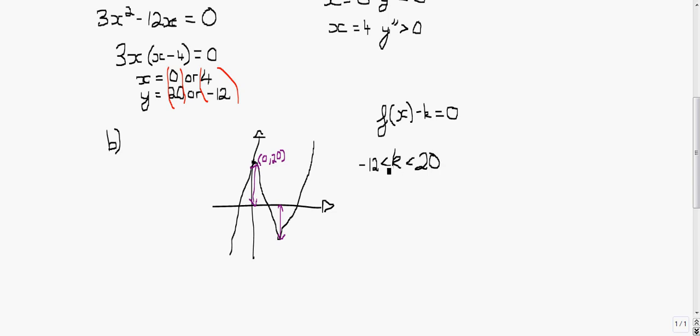And note it's not greater than or equal to or less than or equal to, because at those points, rather than having three distinct real roots given by a curve, you only have two, and therefore you only have two distinct real roots at those points. So this is the solution to part C.